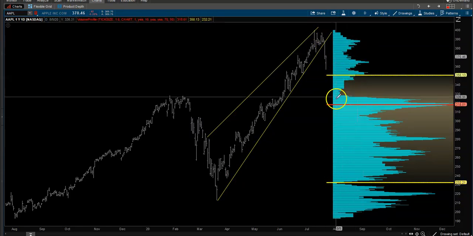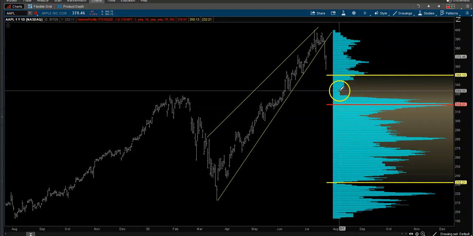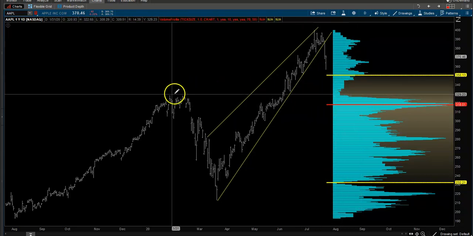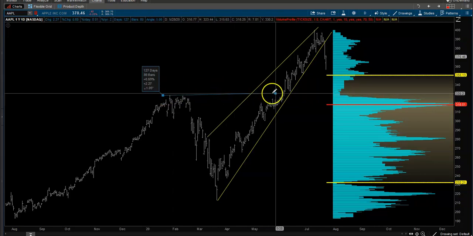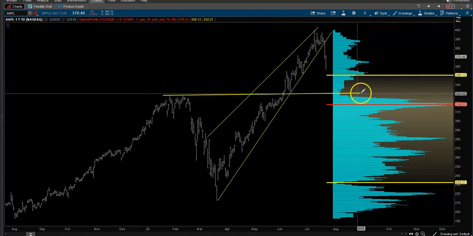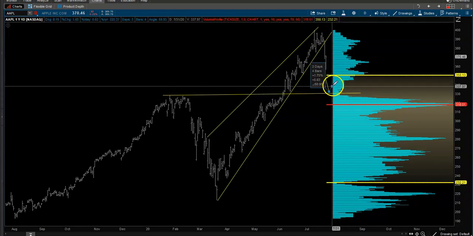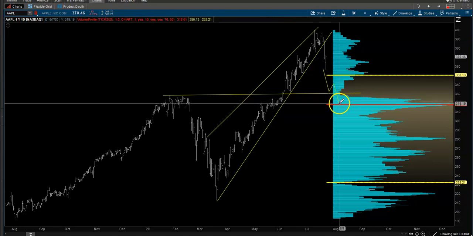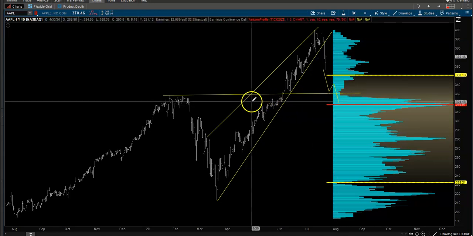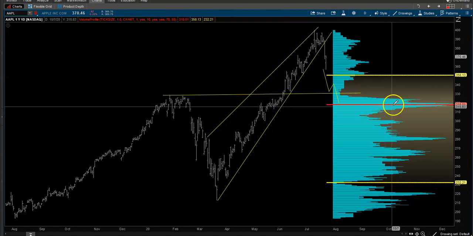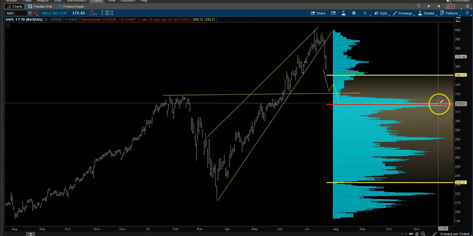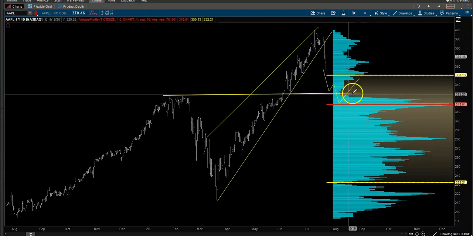Where could support on the bigger picture be? Maybe a low volume node, right? This high matches up with this swing low, matches up with a low volume node. So maybe price would come down and maybe bounce, and then work its way down here to more of a major support level, because we could see the most volume is traded here right at the point of control, and then bounce to the upside.